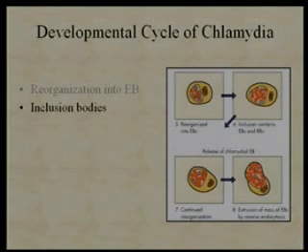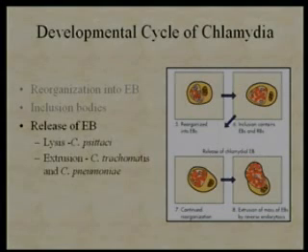These inclusion bodies are basically the phagosome getting larger and larger as these cells replicate, and then all these reticulate bodies start converting into the elementary bodies. And you get these inclusion bodies in these cells. This is important because that's one of the things that's going to help in the diagnosis of these diseases, to actually look for those inclusion bodies. We'll talk about that when we get to the laboratory diagnosis.